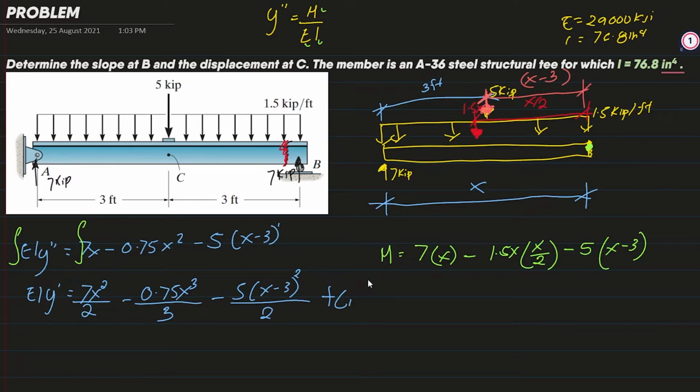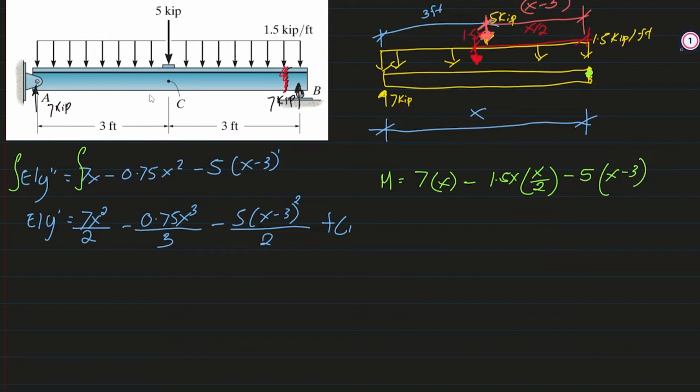Ayan. So, since we are integrating, don't forget, you will need to include an arbitrary constant, C1. Alright. So, this will be our slope equation. But, let me just simplify it para mas magandang tignan. So, ito, 7 divided by 2 is like 3.5 x squared minus 0.75 divided by 3 is 0.25, di ba? Ayun, minus 5 divided by 2 is 2.5 x minus 3 squared plus C1. So, ito yung ating slope equation.